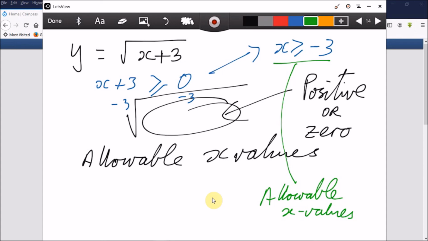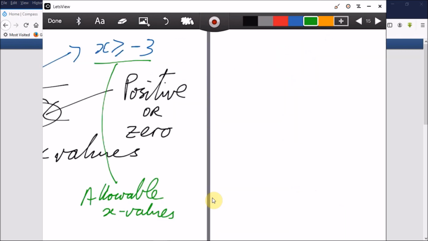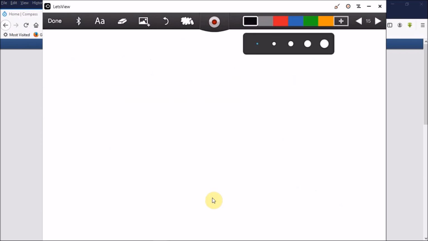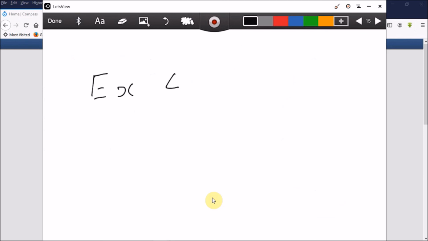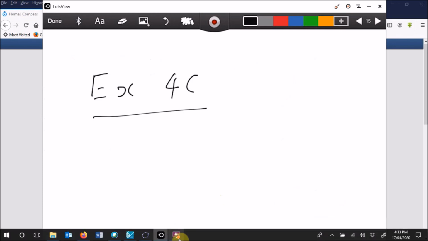And I think that covers it all. So what we're looking at now is exercise 4C. The questions you need to do are on your work plan. And if you need help, make sure you get onto me for that assistance.